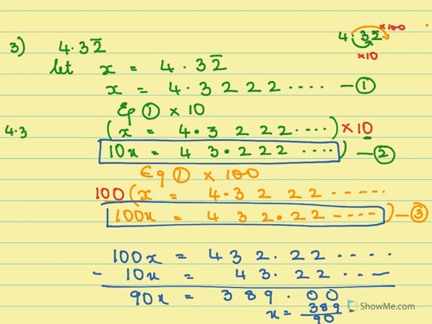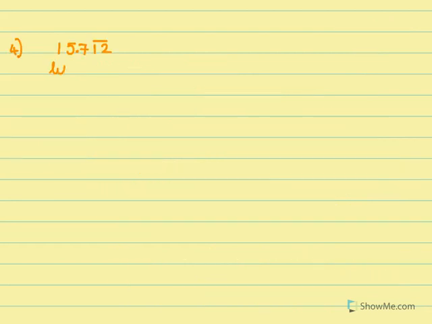So 4.32 bar is equal to 389 over 90. This is your answer. For the next one, we'll say let x be equal to 15.712 bar, which means x equals 15.7, then 1, 2, 1, 2, 1, 2, that is repeating. So that is equation 1.